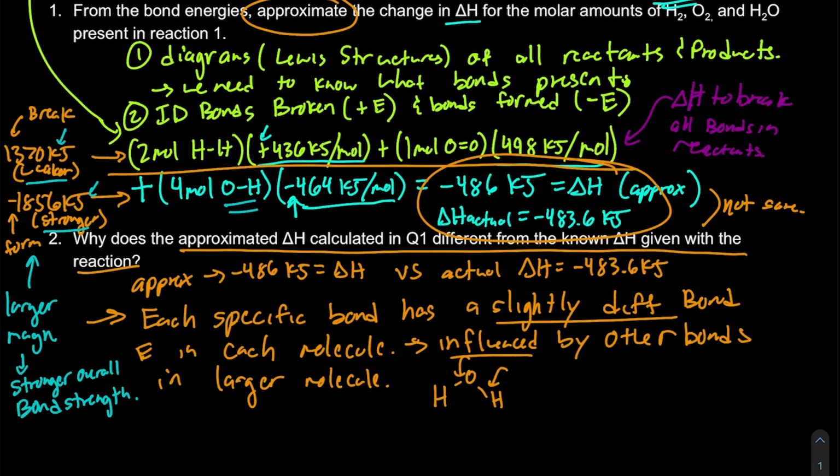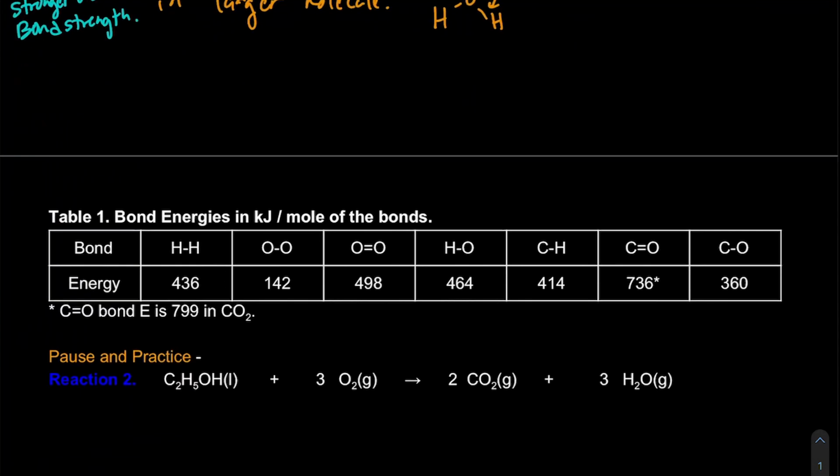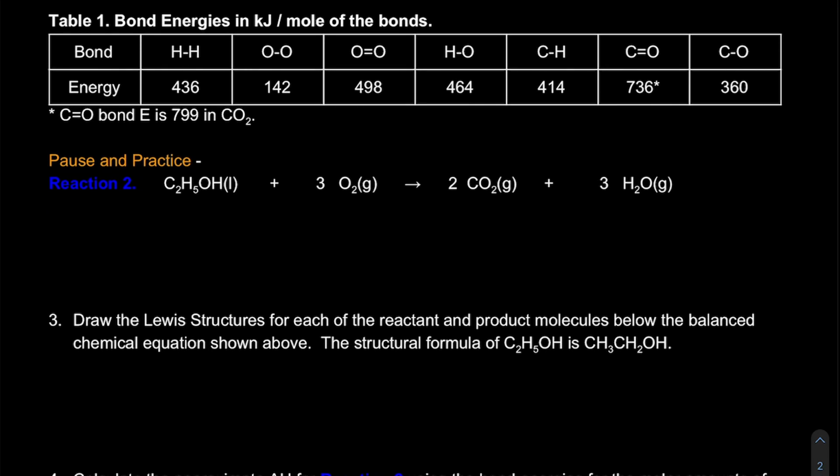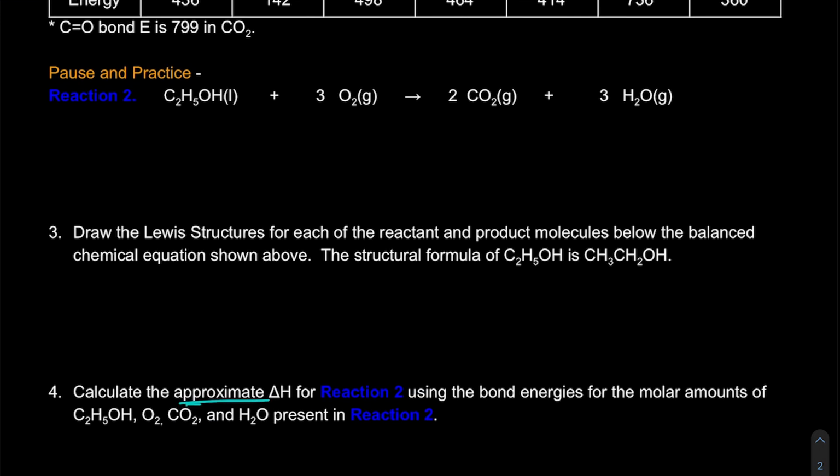So now that we've talked through this reaction of hydrogen and oxygen forming water, I'm going to give us a chance to pause and practice. Here we have another reaction, C2H5OH reacting with oxygen to give us carbon dioxide and water. What I would like you to do is pause the video and answer questions 3 and 4, where first we draw our Lewis structures, identify the number of bonds that we have, and then from there calculate the approximate bond energies for the amounts that we would have of our ethanol, oxygen, carbon dioxide, and water. So go ahead and pause the video and answer questions 3 and 4. When you're done, come back and see how I thought through it and see if we were on the right track.